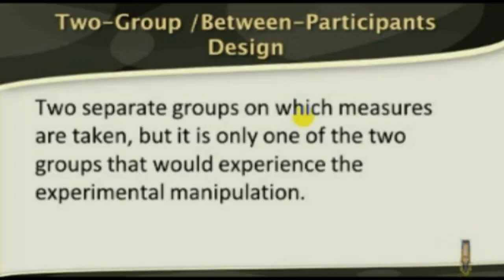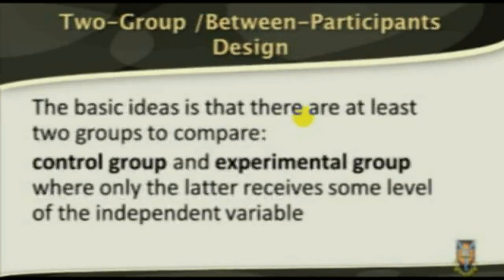The idea behind experimentation is that the researcher manipulates at least one variable, which is the independent variable, and measures at least one variable, that is, the dependent variable. The independent variable has at least two groups or conditions. In other words, one of the most basic ideas behind an experiment is that there are at least two groups to compare. You typically refer to these two groups or conditions as the control group and experimental group. Experimental group is a group that receives some level of the independent variable.